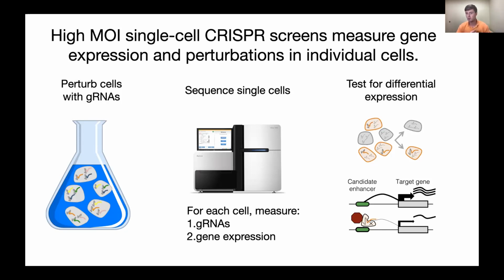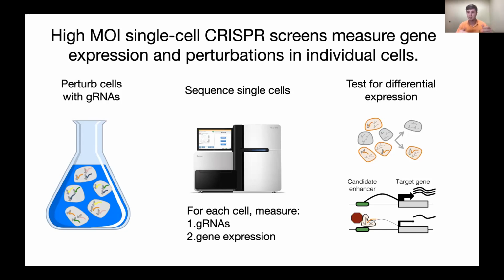Consider here the orange guide RNA. We're going to split the cells into two groups. We look at the cells that received the orange guide RNA, and then we compare those cells to the set of cells that did not receive the orange guide RNA. Then for all genes in proximity to the enhancer being targeted by the orange guide RNA, we test for differential expression across these two groups of cells.